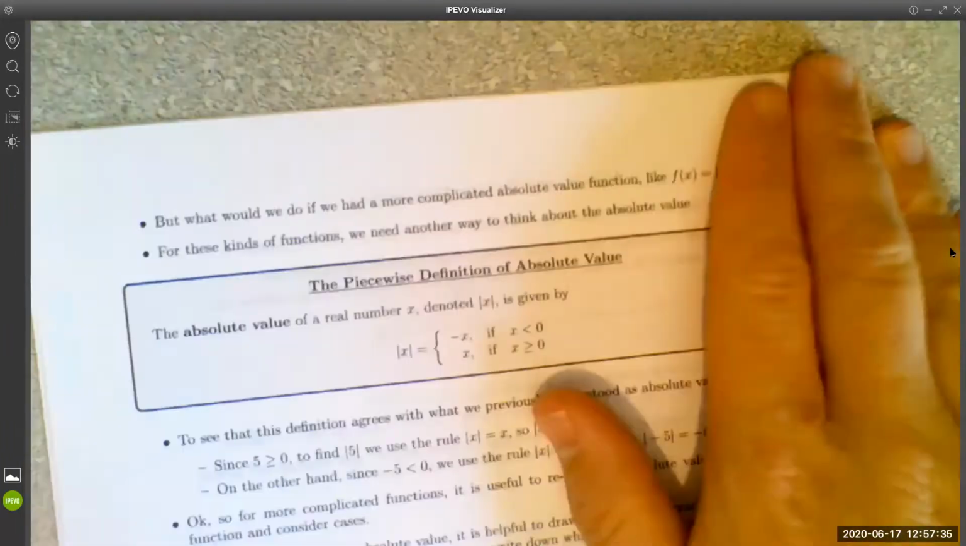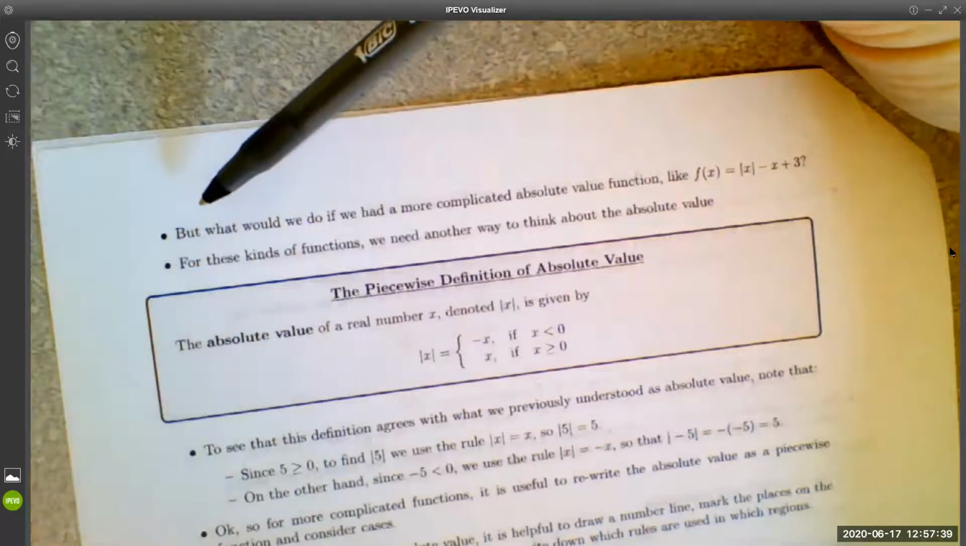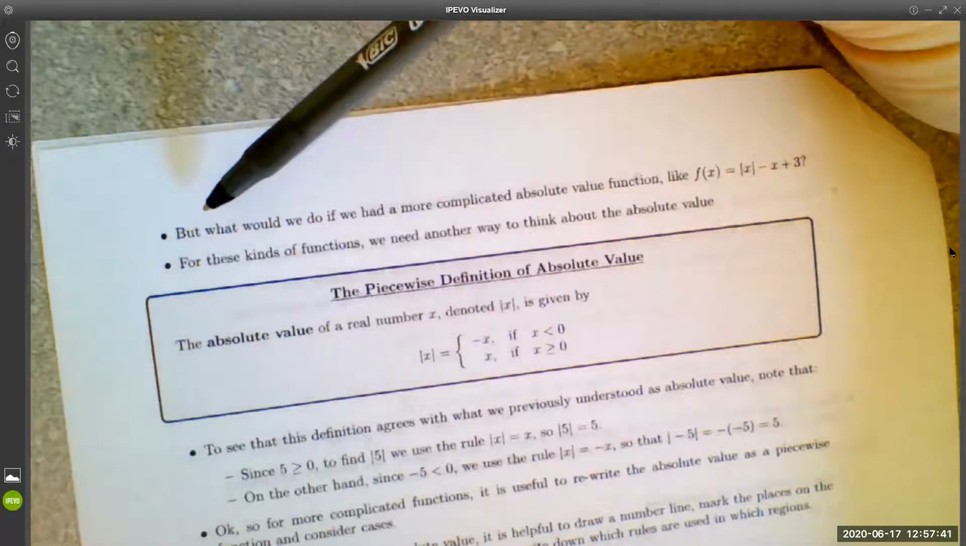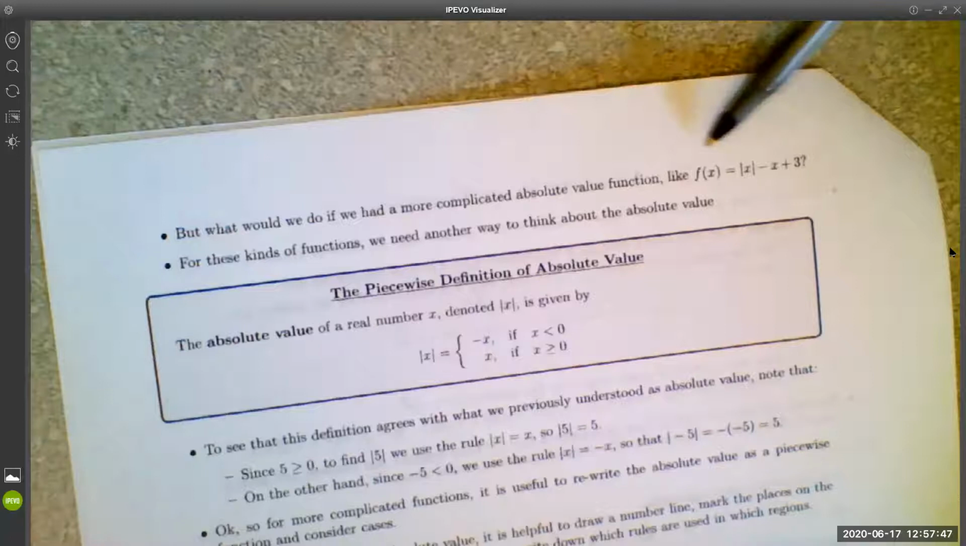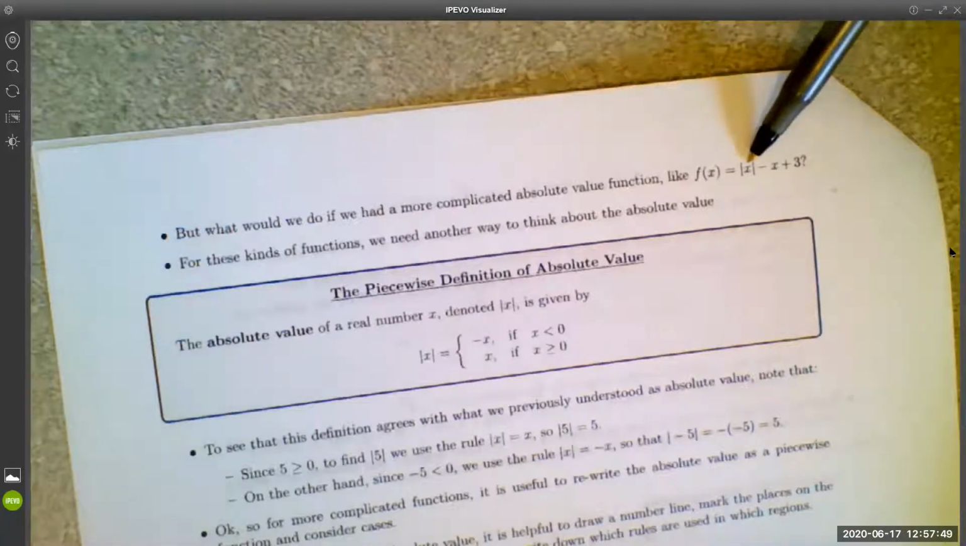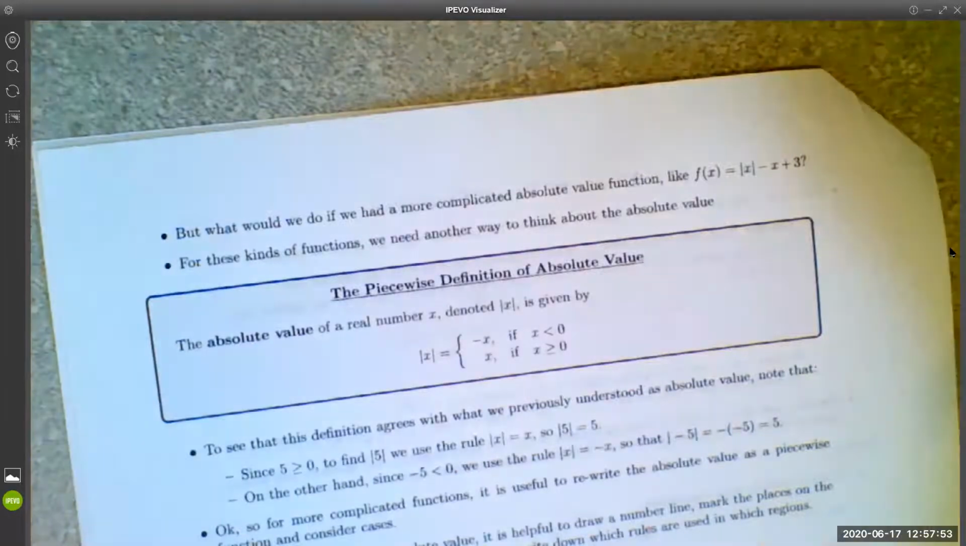Okay, so that's how we graph those kinds of simple functions. But what if you have a function that's not exactly a transformation of an absolute value function? What if you have something a little bit more complicated, like something like this, for example, that's not just a transformation, because you have some x's that are in absolute values, but then you have some x's that are not? So what do you do with those?